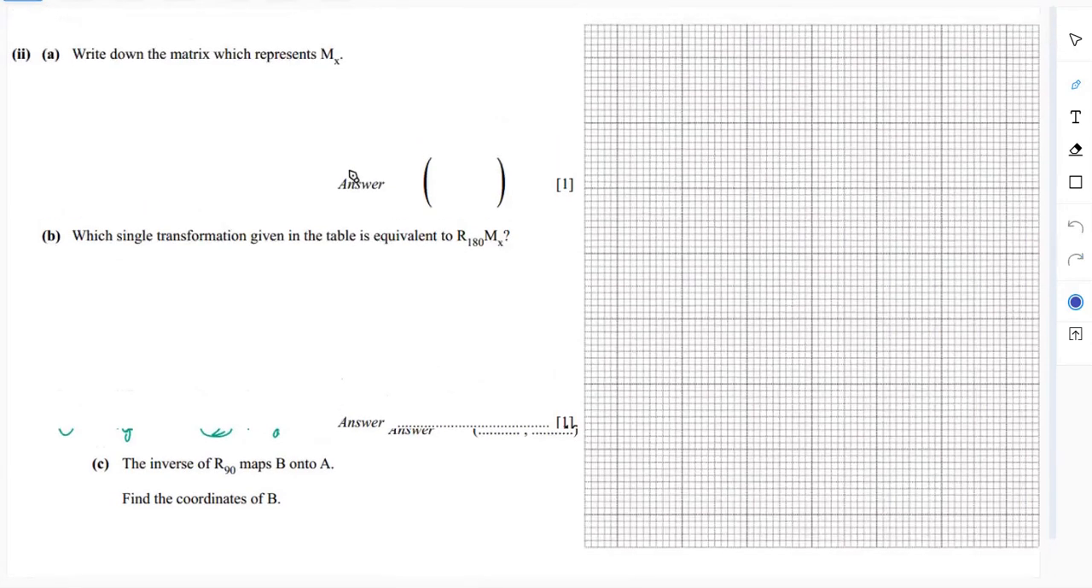So write down the matrix which represents MX. What was MX? MX was reflection in the x-axis. Okay. So reflection in x-axis क्या होती है? Let's draw that grid very quickly. We've got 1, 0 and 0, 1. X-axis में reflect करते हैं 1, 0 कहाँ जाता है? It stays at 1, 0. 0, 1 कहाँ जाता है? It comes to 0, -1. That's your matrix, right? 1, 0 वहीं पे रहता है, 0, 1 नीचे आ जाता है, 0, -1 के ऊपर. So that's your matrix. Is this okay?